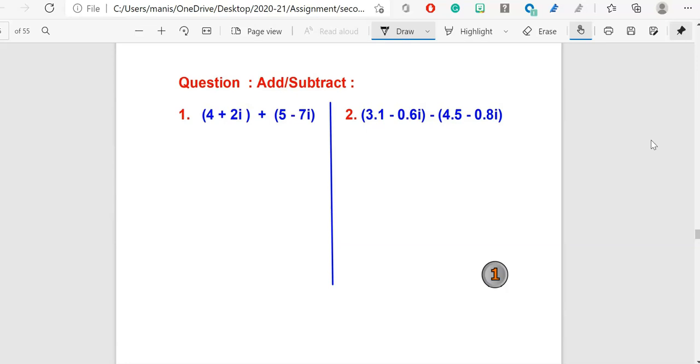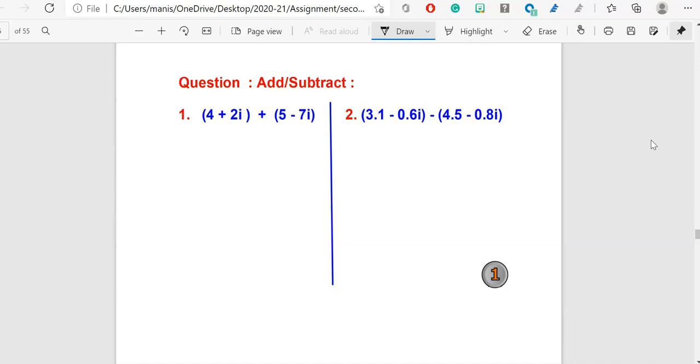Important thing to keep in mind is we just solve these problems like we really are solving real number problems, including our variables x and y. So what we do is we combine the like terms and we add and subtract as per the sign given to us. Let's start with question number one.